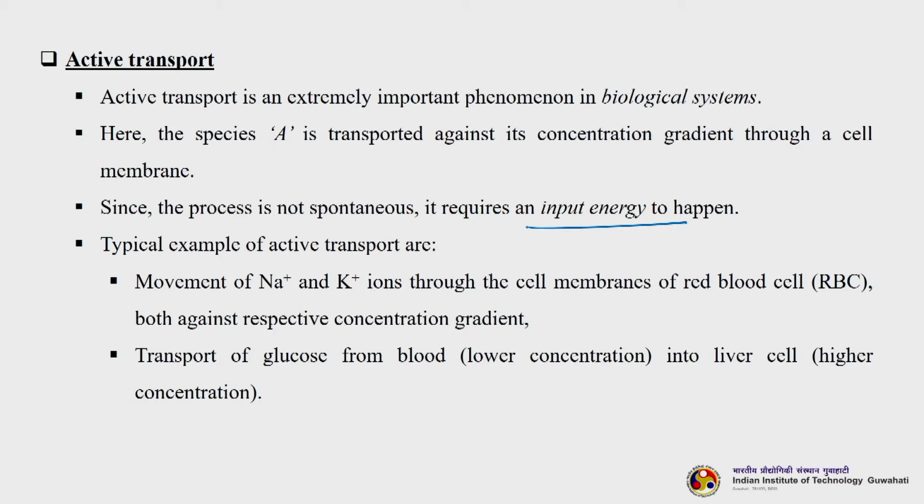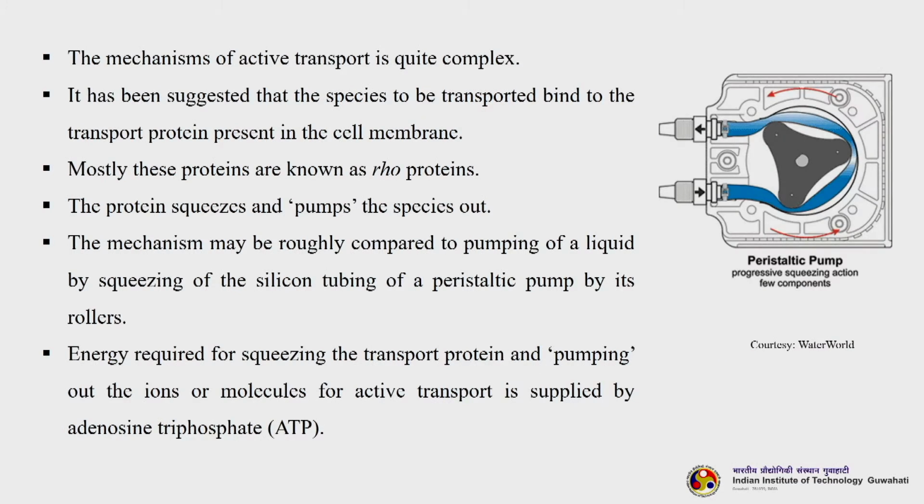Then transport of glucose from blood to liver cell. Actually, the glucose concentration in the liver cell is much higher than that of the blood. But the liver cells need the glucose as a substrate to survive. So, for that they need to take in more glucose from the blood. So, in the blood the glucose is in lower concentration than in the liver cell. So, basically what is happening, the glucose is moving from a lower potential to a higher potential. So, this is how this happens. I will just try to show you in the next slide.